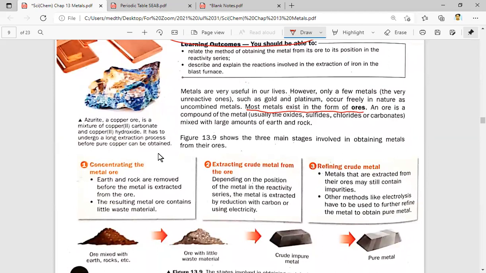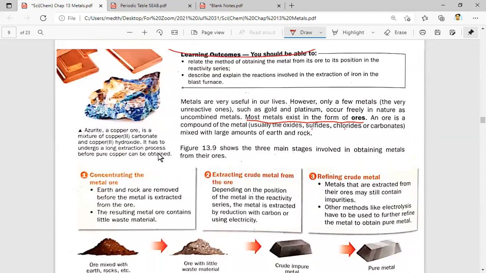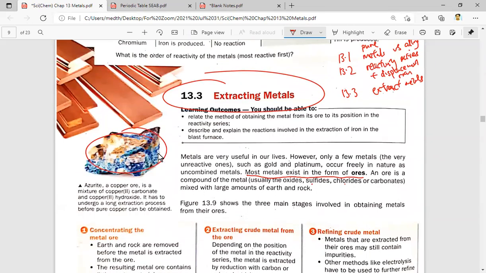It's really because in real life, most metals exist in the form of ore. What is an ore? An ore is a compound of metal, usually oxides, sulfides, chlorides, or carbonates, mixed with a large amount of earth and rock. For example, when you see this, it is called azurite. It's a copper ore. So you don't get pure copper inside here. You actually get copper carbonate, copper hydroxide, and you must let it react with things in order for you to get pure copper.